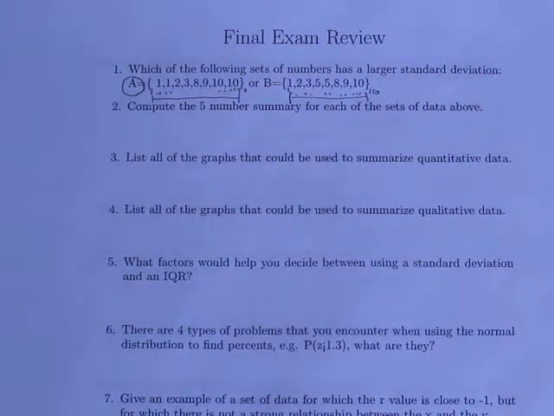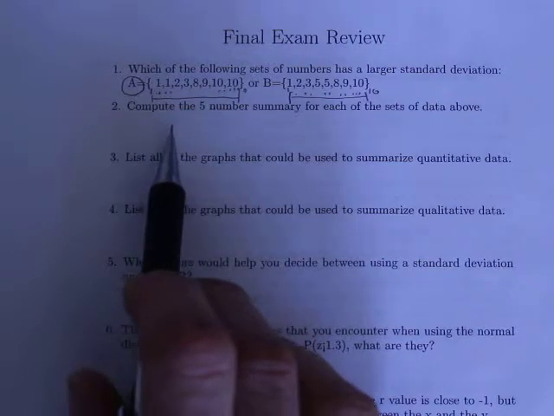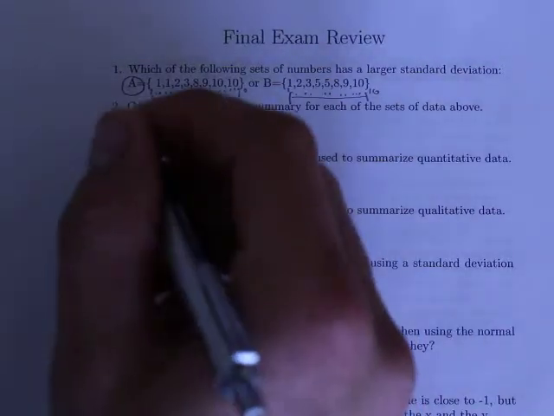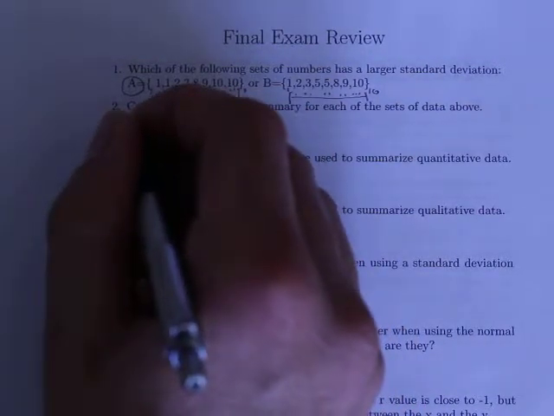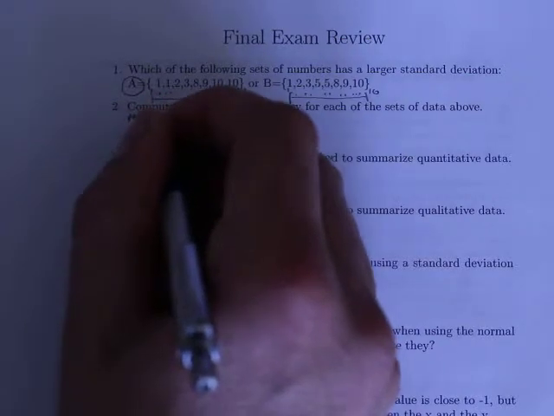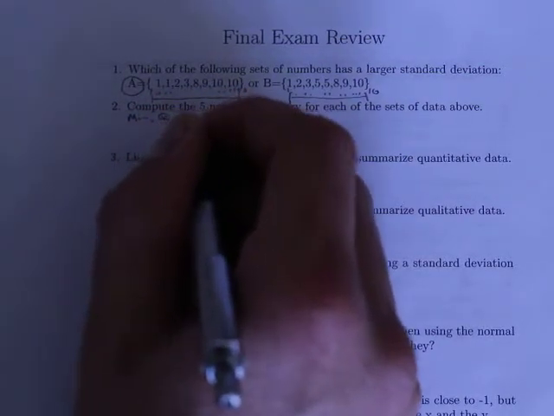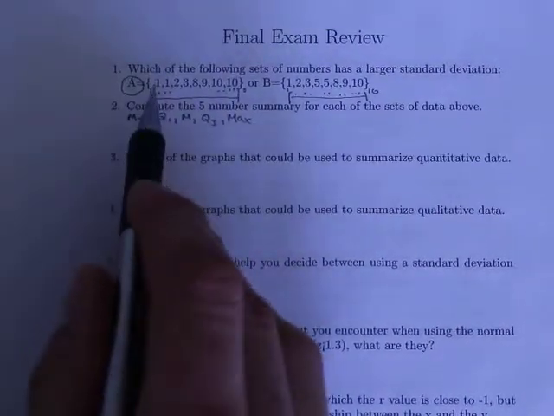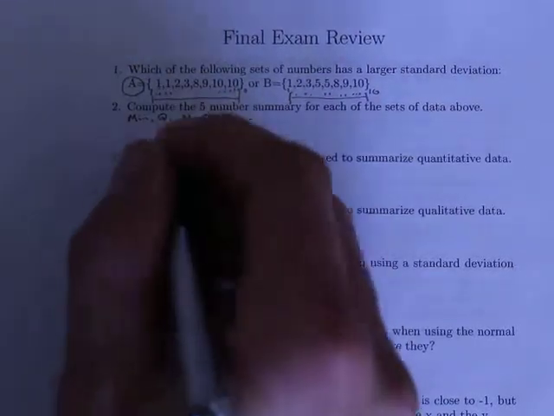Alright, the second question, we're going to compute the 5-number summary for each of the sets of data above. If you remember, the 5-number summary is the minimum, Q1, median, Q3, and the max. So we'll start with the easy ones, min and max. Minimum's 1, max is 10.